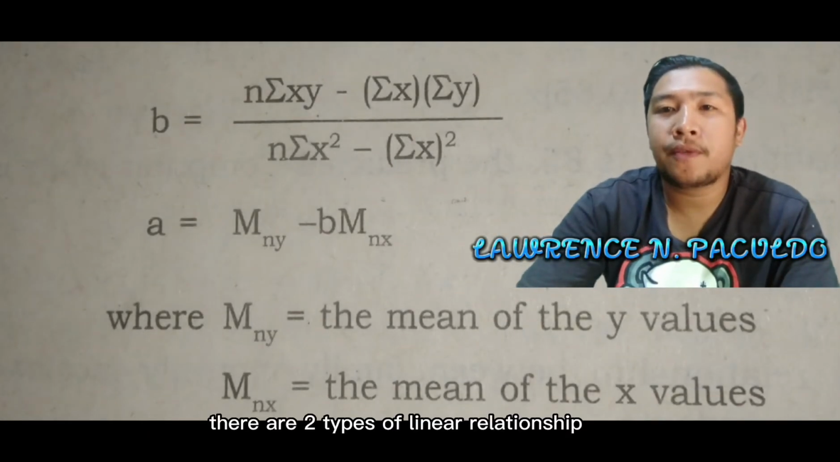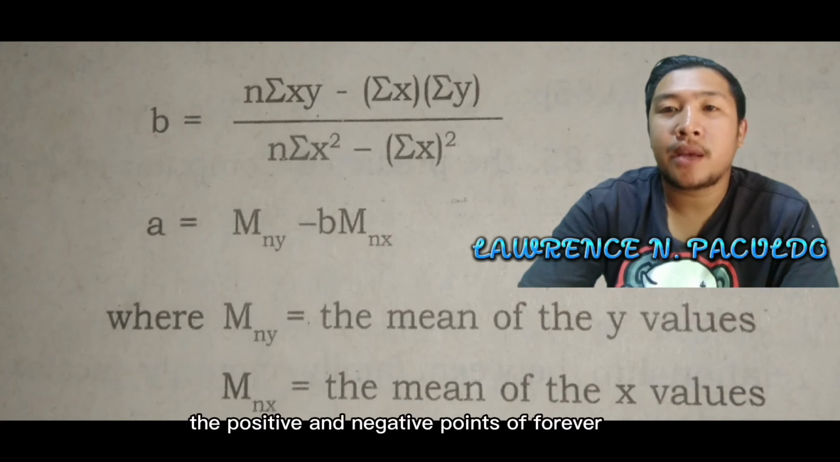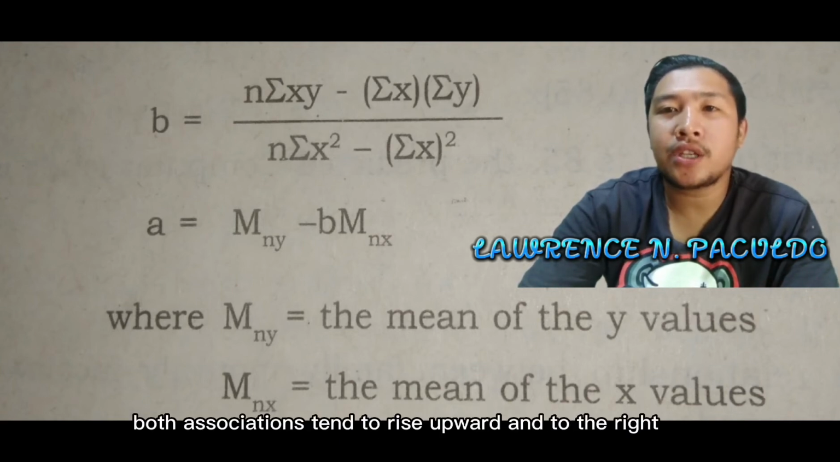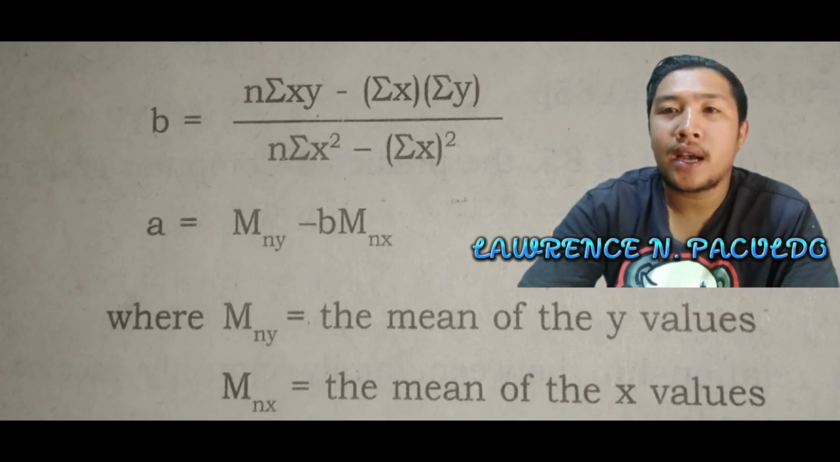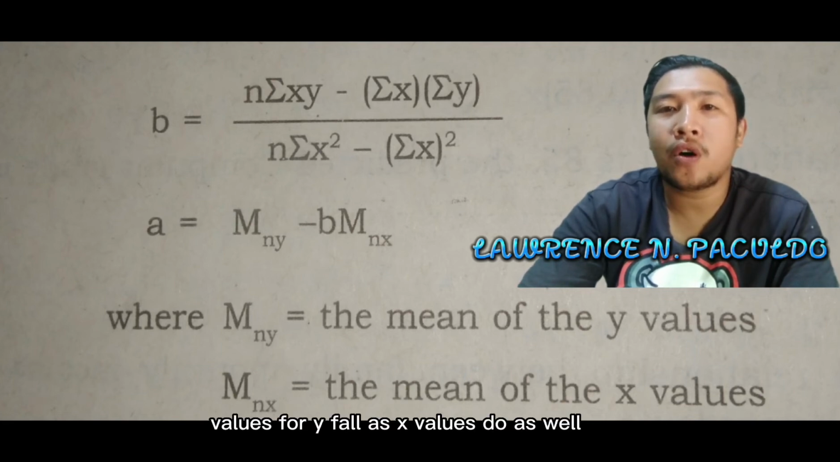There are two types of linear relationship, the positive and negative. Points of variable associations tend to rise upward and to the right. As X values rise, Y values rise as well. Values for Y fall as X values do as well.